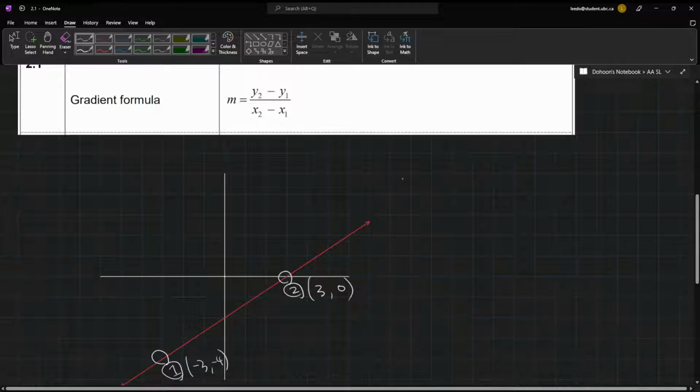Now, m equals y2, so it's 0, minus y1, which is -4, over x2, or the x value of the second point, which is +3, minus the x value of the first point, which is -3.